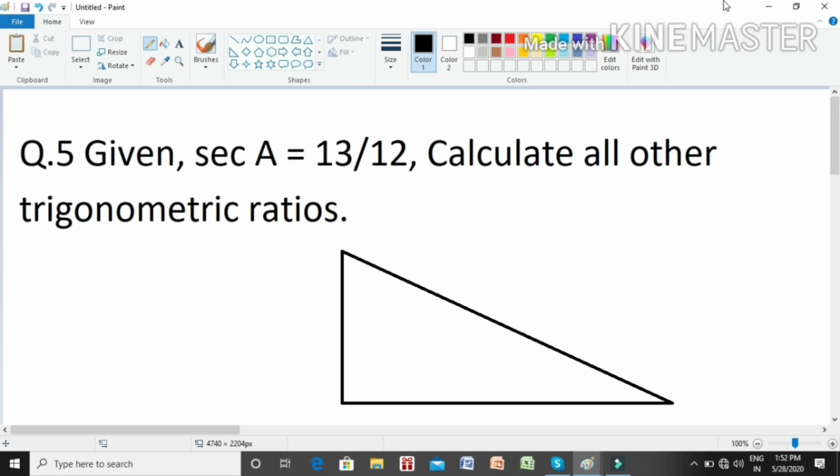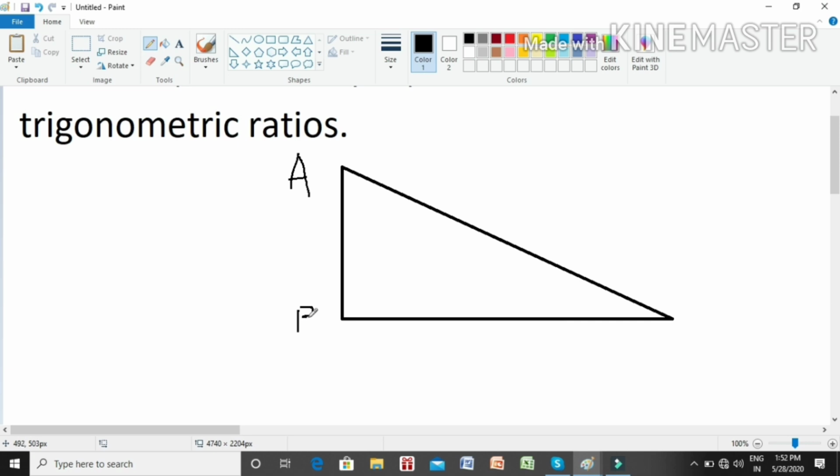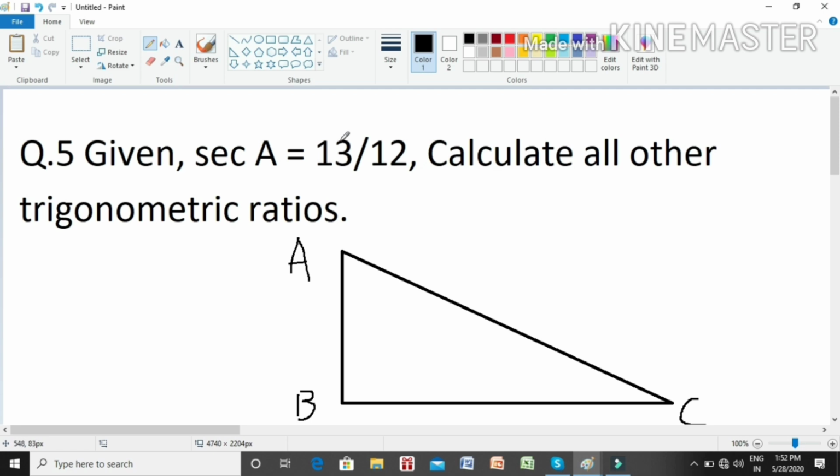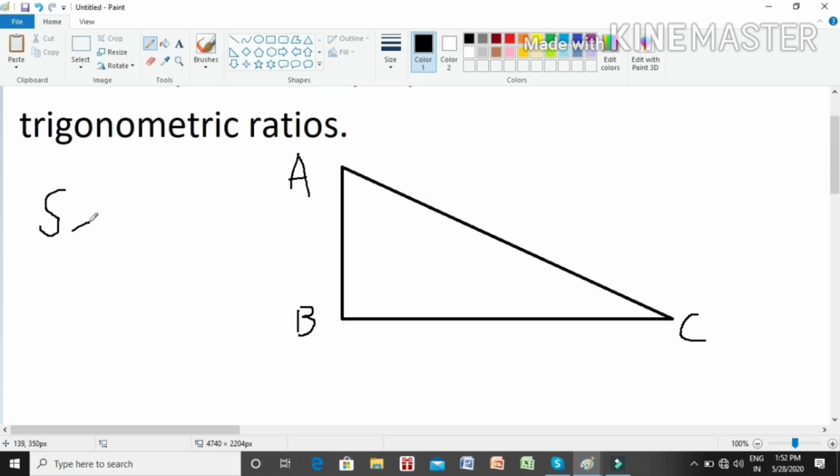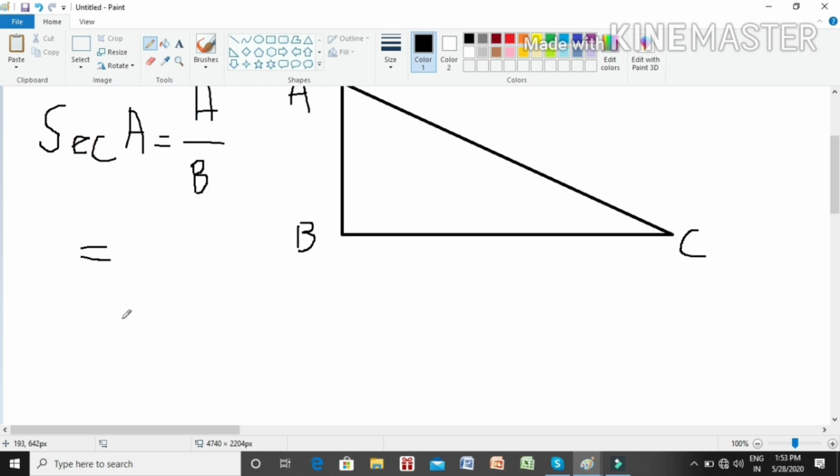So let's say this is A, this is B, and this is C. Now according to sec A, sec A stands for hypotenuse by base. Sec A stands for hypotenuse by base, and hypotenuse by base is equal to 13 by 12.